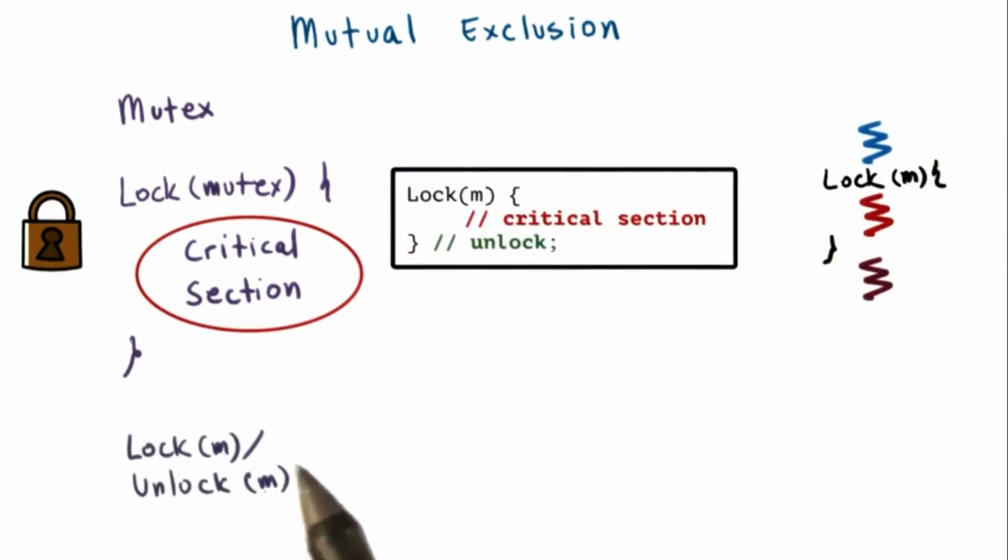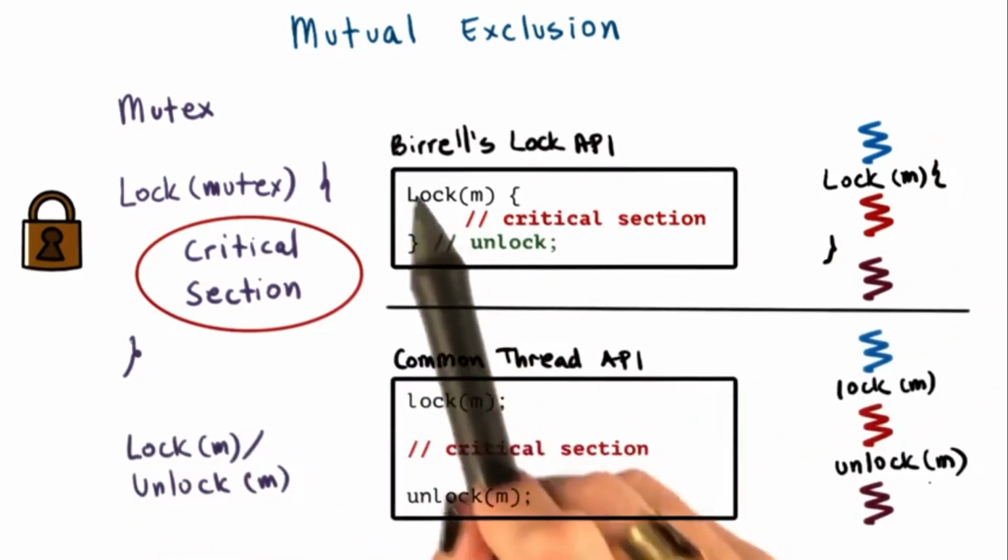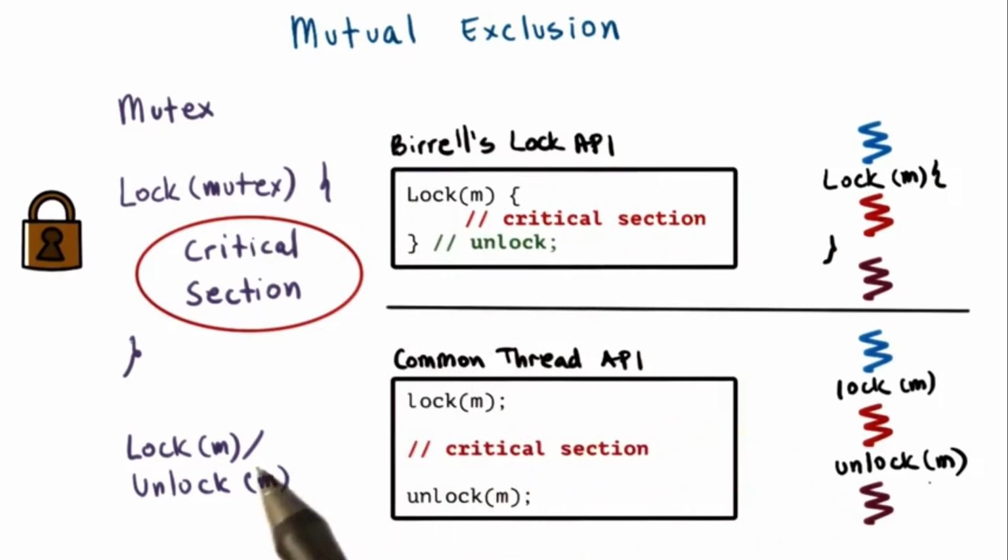However, you should know that most common APIs have two separate calls, lock and unlock. So in contrast to Birrell's lock API, in this other interface, the lock-unlock interface, both the lock and the unlock operations must be used both explicitly and carefully when requesting a mutex and when accessing a critical section. What that means is that we must explicitly lock a mutex before entering a critical section, and then we also must explicitly unlock the mutex when we finish the critical section. Otherwise, nobody else will be able to proceed.